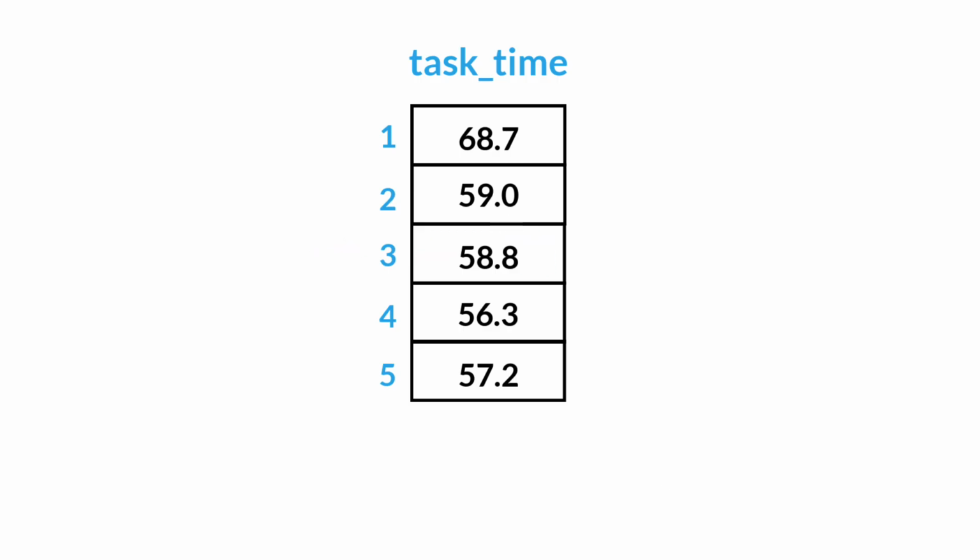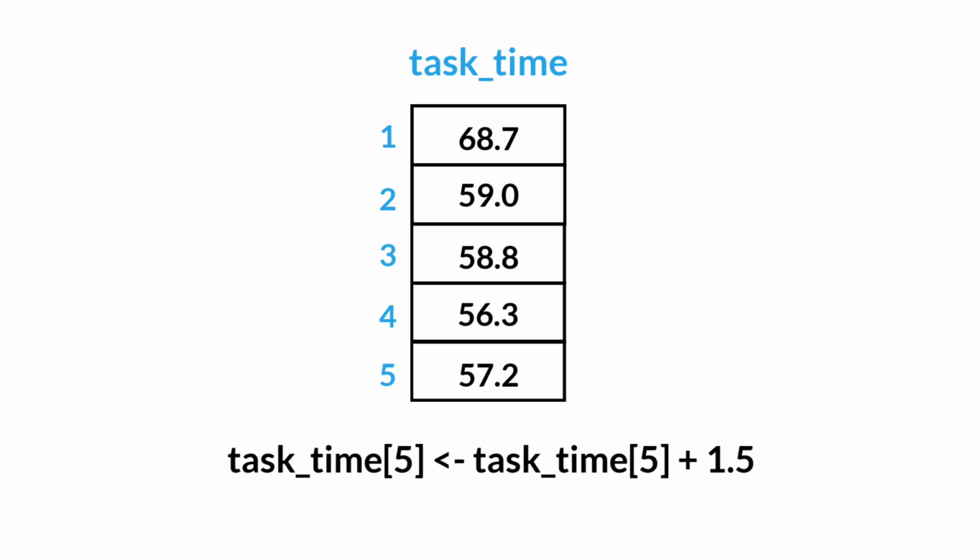Or if we wanted to increase the value in the last location by 1.5, we could use the statement task time indexed by 5 is assigned, task time indexed by 5, plus 1.5. This statement would use the value in the location in task time indexed by 5, which is 57.2, and add 1.5 to it for a total of 58.7, which would then be assigned to the location in task time indexed by 5.